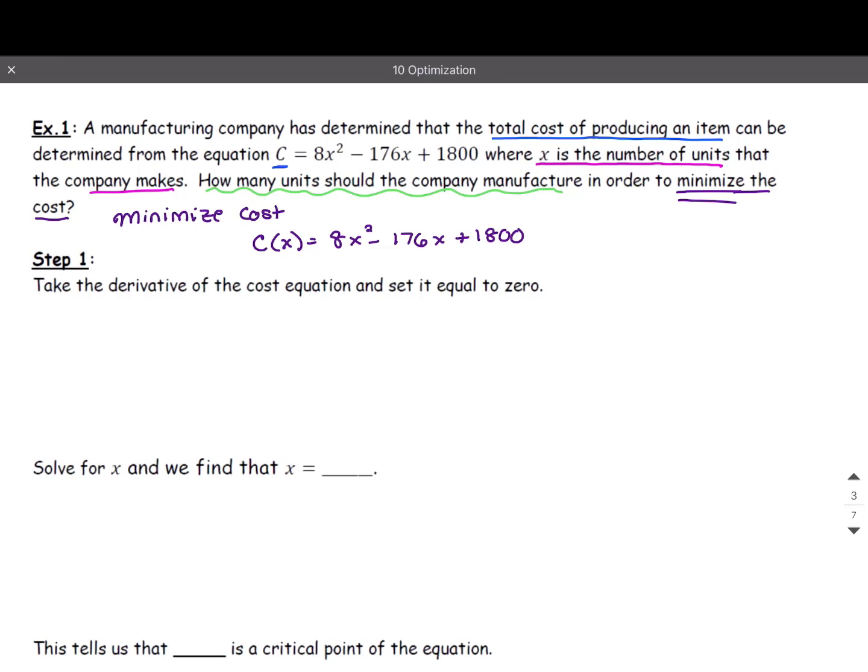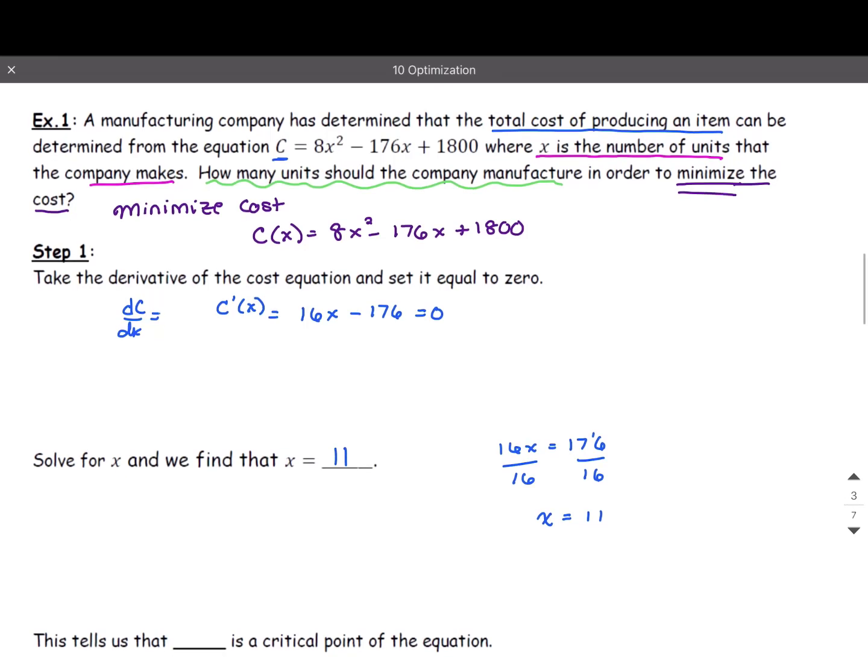So our first step now is to take the derivative of the cost equation. So C prime of x, and sometimes you'll see them do dC/dx, it's the same thing, equals 16x minus 176. Okay, not bad. We set it equal to 0. Now we need to solve that. If we solve that, that'll be 16x equals 176. And when we divide both sides by 16, x is 11. Okay, so this tells us that 11 is a critical point of the equation.